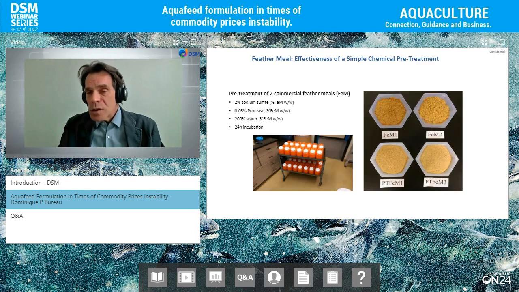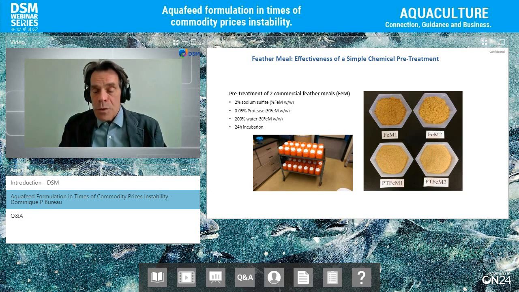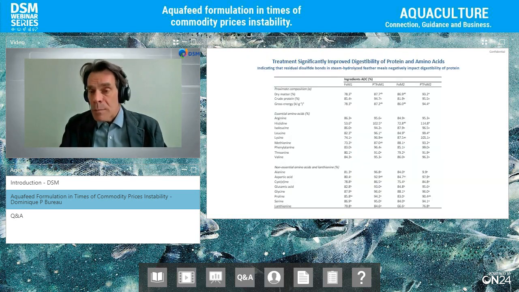So we started looking into this issue, asking whether we could reduce this level of knots within the protein. One typical example is feather meal. There are lots of disulfide bridges. So we pre-process the feather meal using a protease and a reducing agent that reduces the disulfide bonds. We use sodium sulfide, a very cheap product, to produce this hydrolyzed feather meal. To make a long story short, we were able to improve the digestibility of feather meal considerably. The feather meal digestibility is not too bad to begin with, but we were able to increase it tremendously.